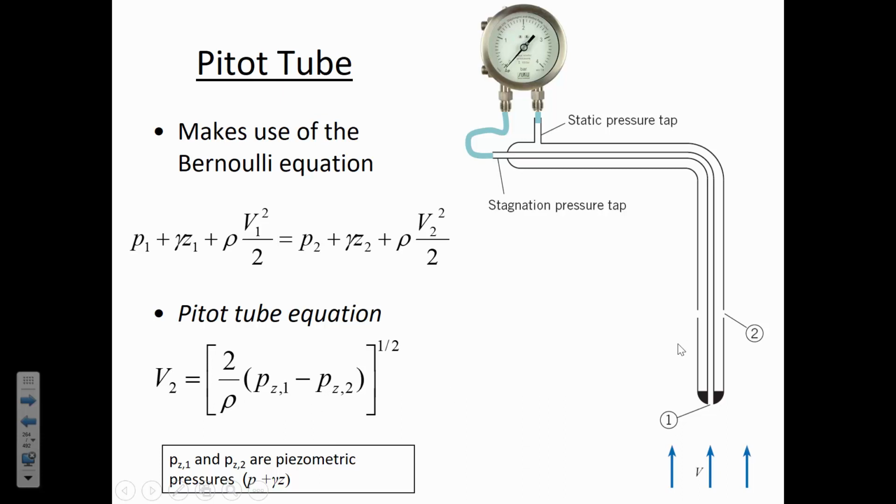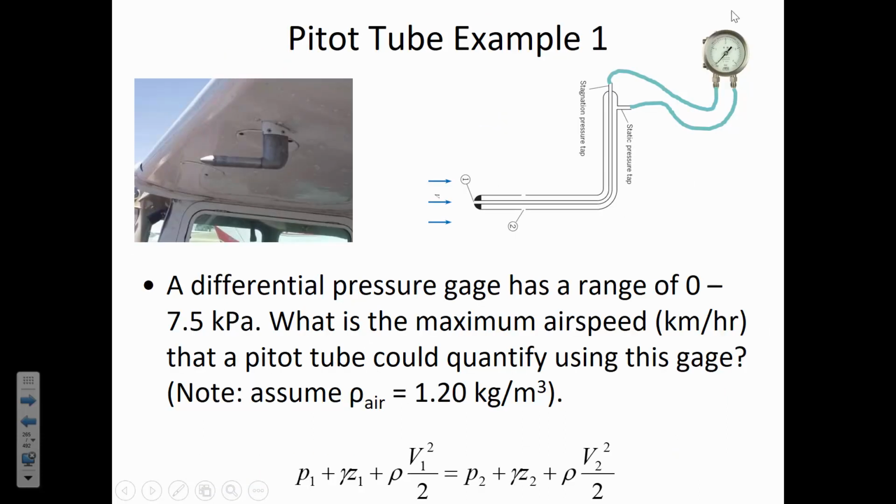two locations. I've already kind of told you that although this, strictly speaking, is to measure the difference in piezometric pressure, the elevation effect is usually pretty minor. And so what we're really measuring in practical terms is just the difference in pressure between those 2 points. So let's try out an example here. Let's say that we have a gauge that has a maximum pressure differential of 7.5 kilopascals. It can accurately measure from 0 on the low end up to 7.5 kilopascals.